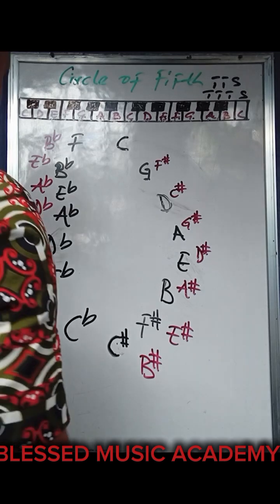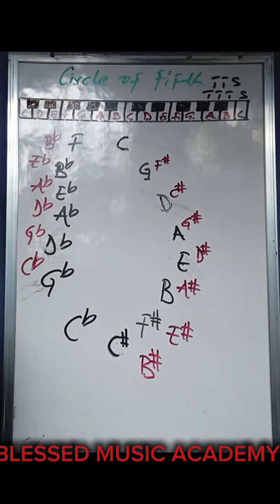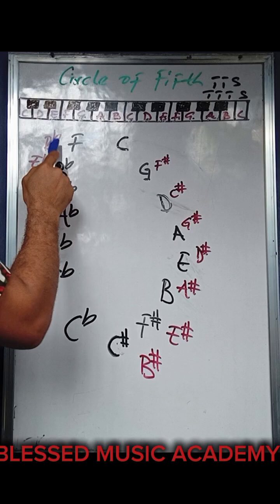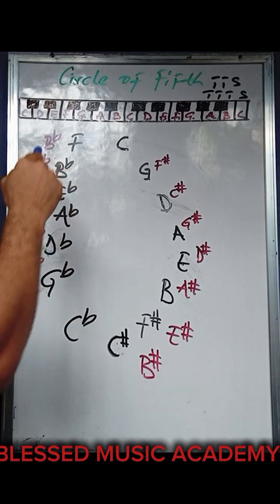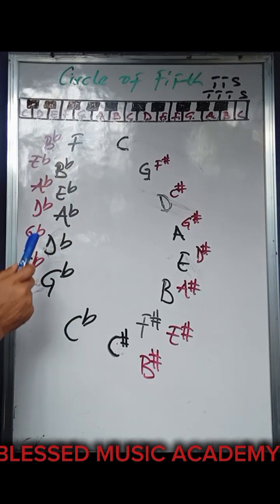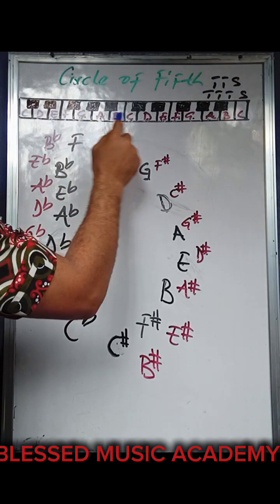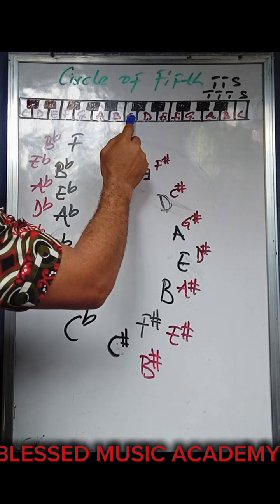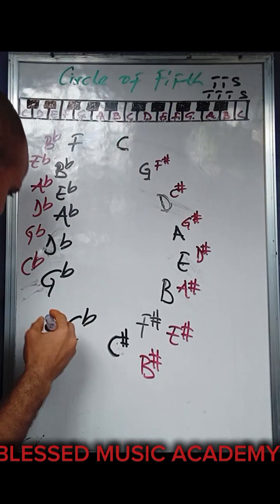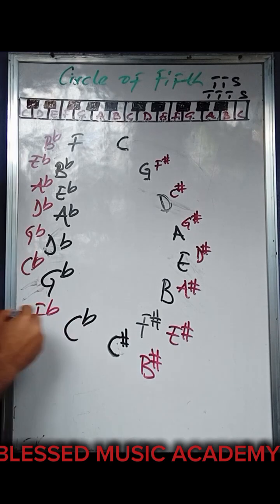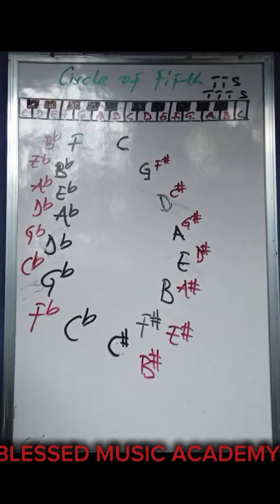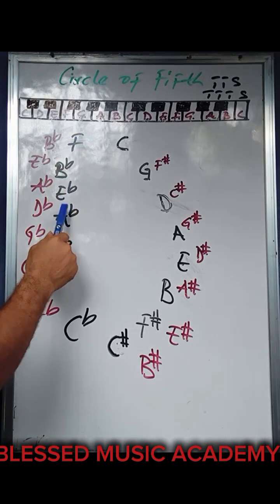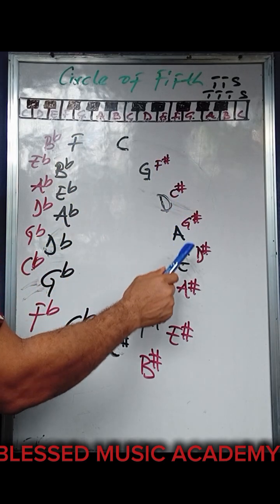C flat. So what is the key that should be flattened in C flat? B should be flattened, E should be flattened, A should be flattened, D should be flattened, G should be flattened, C should be flattened, and what key now? You count your C. 4 forward. 1, 2, 3, 4. F flat. So you have 1, 2, 3, 4, 5, 6, 7.